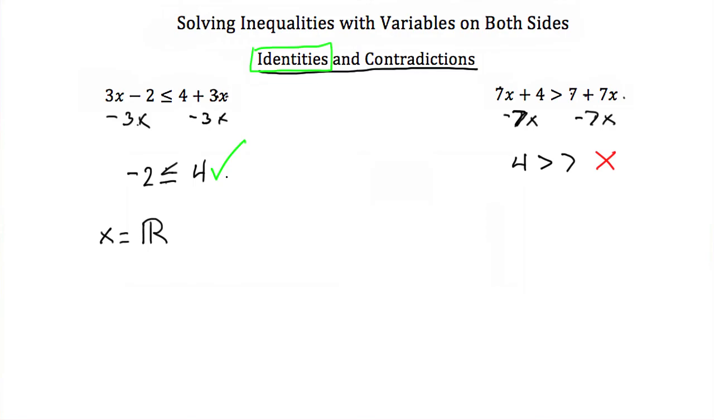So that means, regardless of what we plug in for x, this expression will never make sense. So because 4 is greater than 7 and that doesn't make sense, that means that there are no solutions for x that will make this expression true. And that completes the tutorial on solving inequalities with variables on both sides.